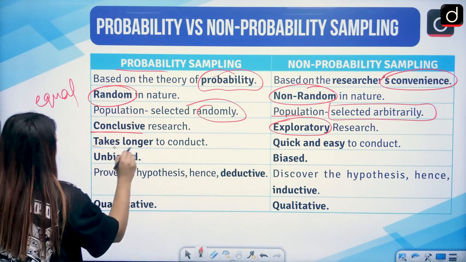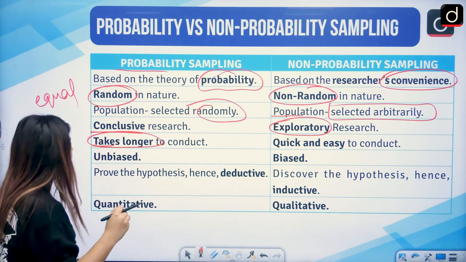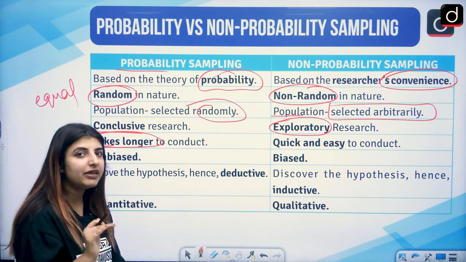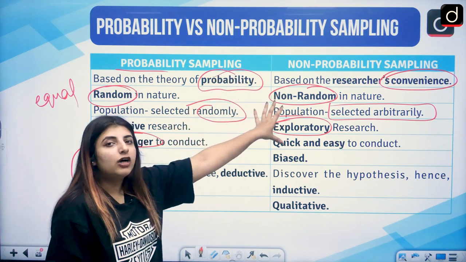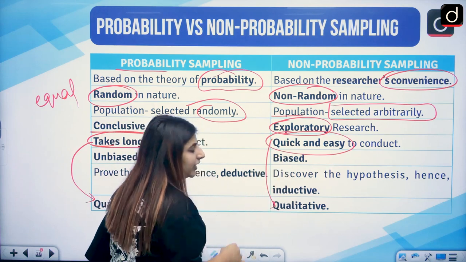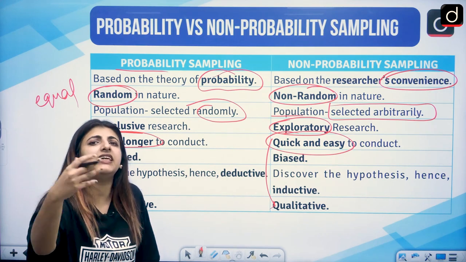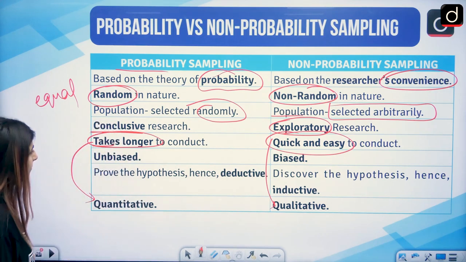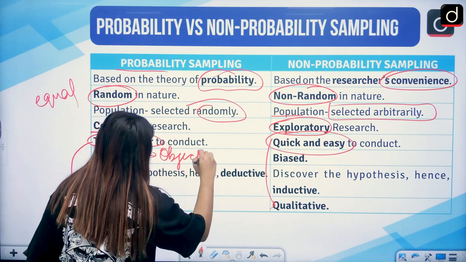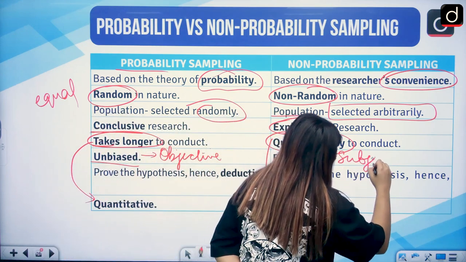Probability takes longer because you are going to measure the participants in a quantitative way. Hence, it is time taking. And of course, non-probability is quick and easy because you are doing qualitative research and you are choosing participants based on your convenience. Hence, it is easier for you to conduct at a smaller scale. Probability is unbiased, hence it is objective. And this one is biased, hence it is subjective.